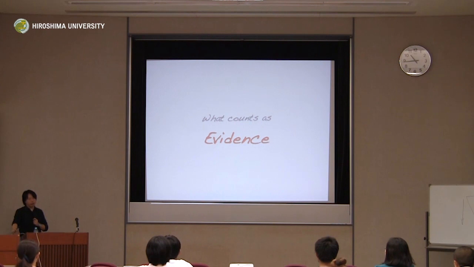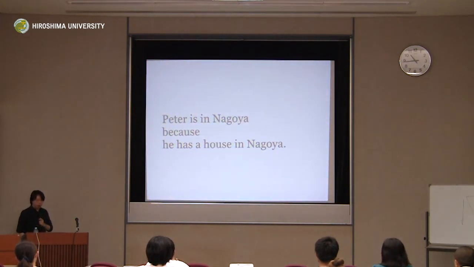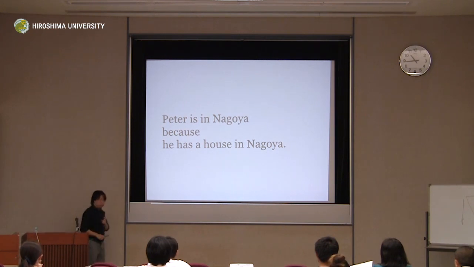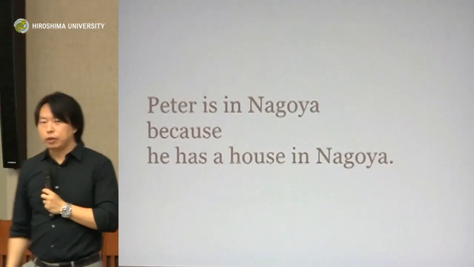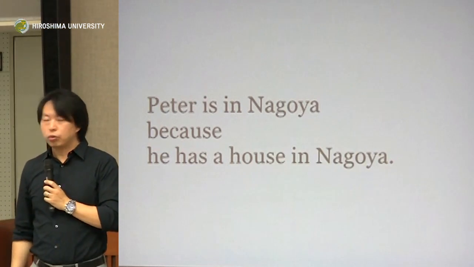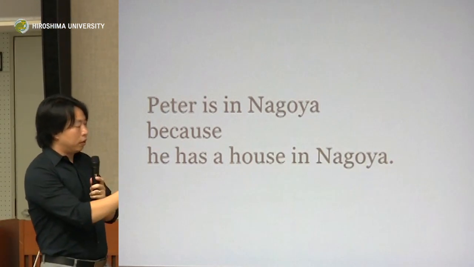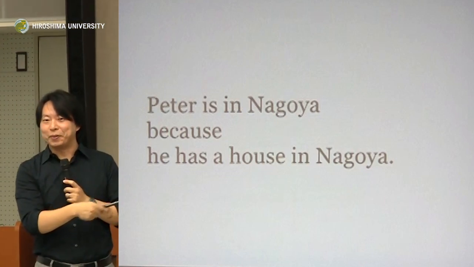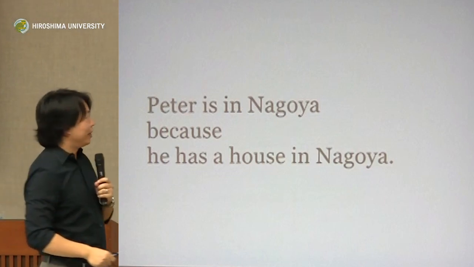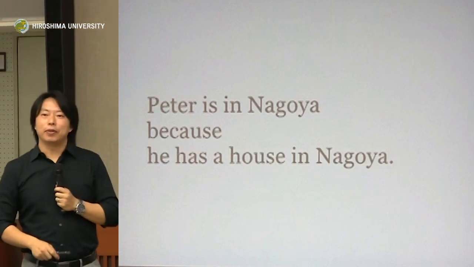So what counts as evidence? Let's start with an example, a very simple example. This is the example that I normally use in my course. Like, Peter is in Nagoya. I could have changed this to Hiroshima, maybe to make it more friendly, but anyway, you get the idea.